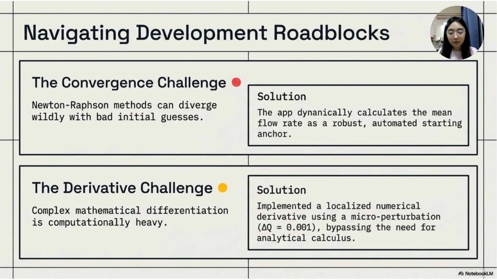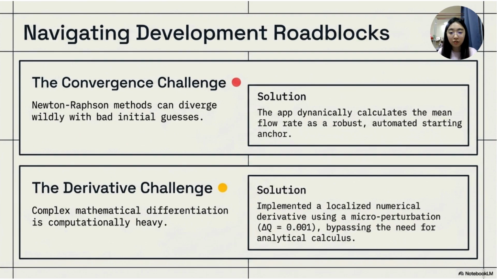Next, I would like to discuss some challenges we encountered during the development of our application. The first challenge was the convergence of the Newton-Raphson method. This numerical method is very sensitive to the initial guess, and a poor starting point can cause the solution to diverge instead of converging. To overcome this issue, our application automatically uses the mean flow rate from the pump data as the initial guess. This provides a stable starting point and ensures reliable convergence for most operating conditions.